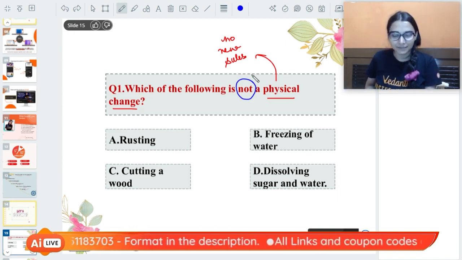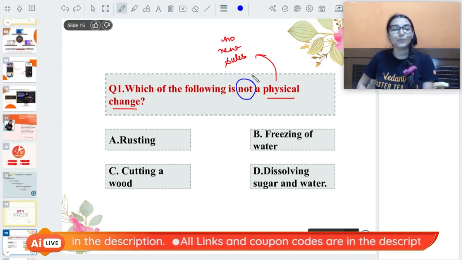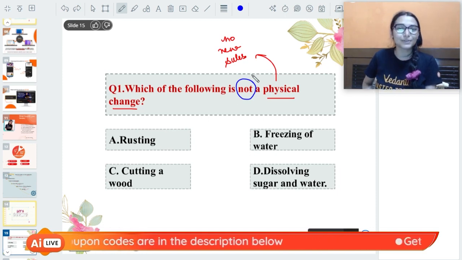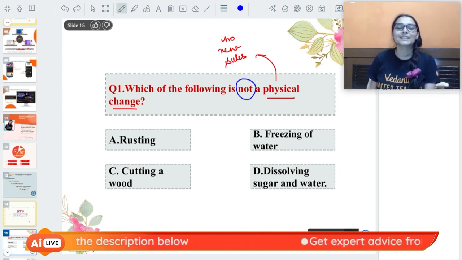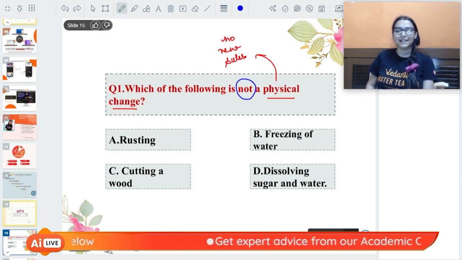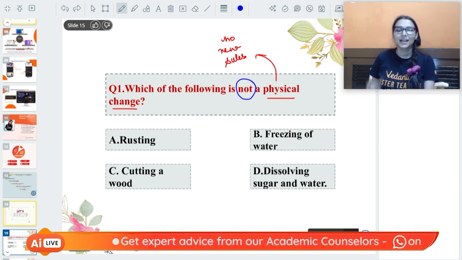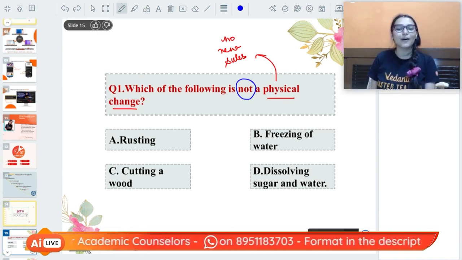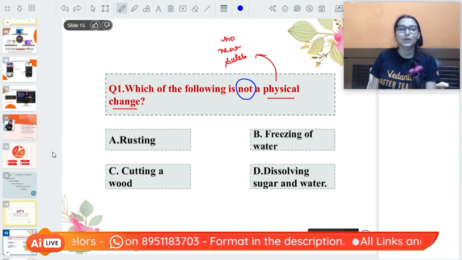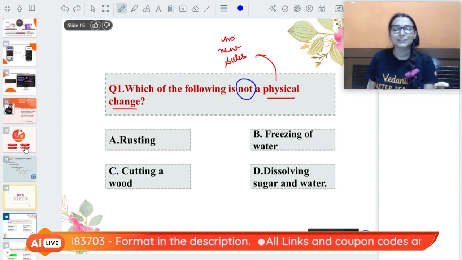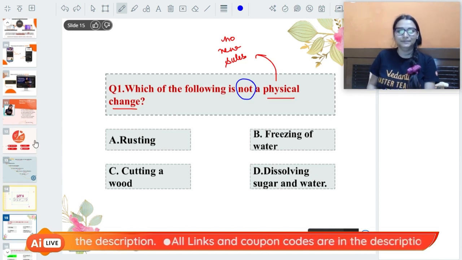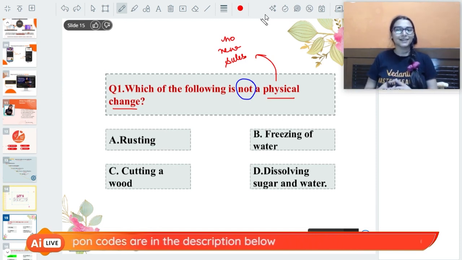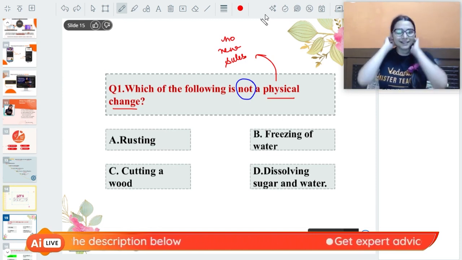The options are: first, rusting; second, freezing of water; cutting of wood; or dissolution of sugar in water. Do you know this answer? Tell ma'am: rusting, freezing of water, cutting of wood, or dissolving of sugar in water. Which of these is not a physical change? Tell me the answer in the chat. Everybody in the comment section, give ma'am the right answer.